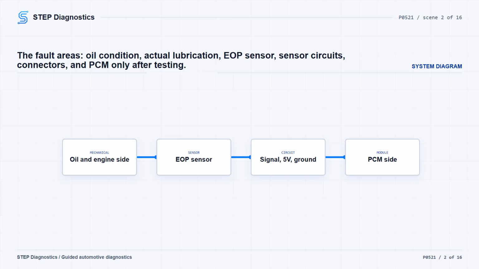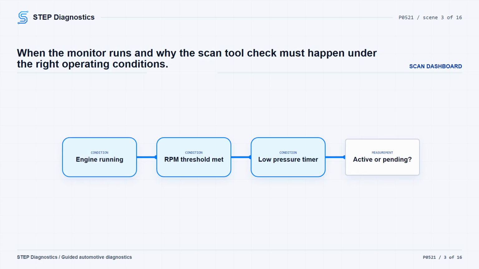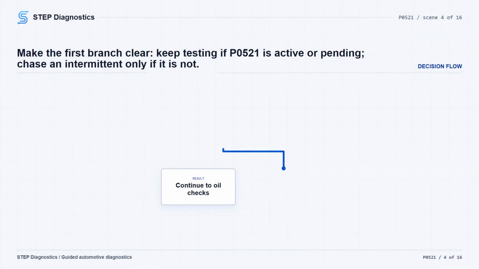Start with the basic system checks before getting into pinpoint testing. First, reproduce the operating conditions for this monitor. This diagnostic runs with the engine running and engine speed above 1,150 RPM. The code sets when engine oil pressure is below the calibrated specification for more than 29.8 seconds with engine speed at or above 1,150 RPM. Test drive or operate the vehicle under those conditions.